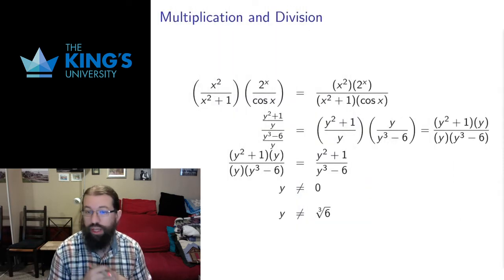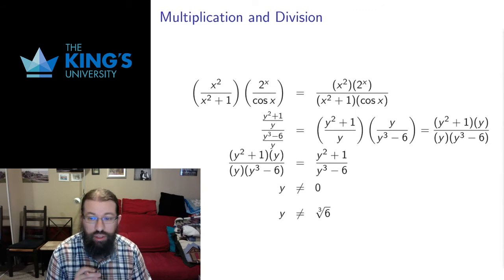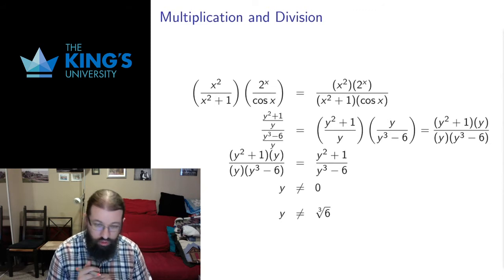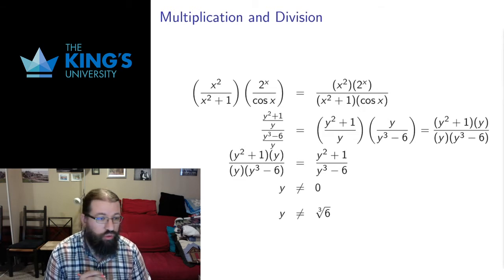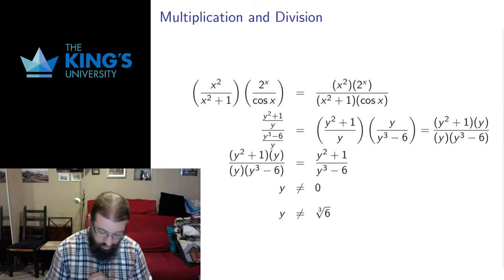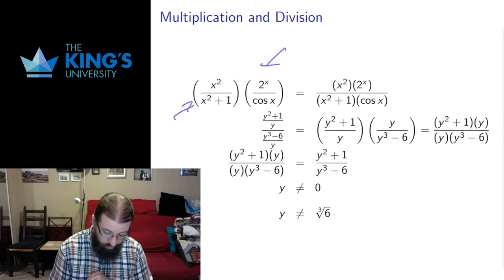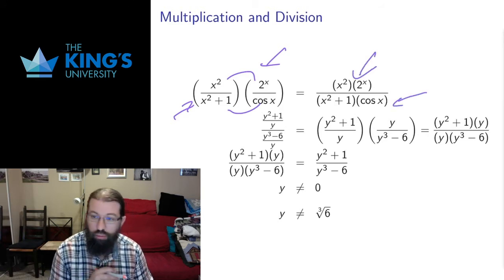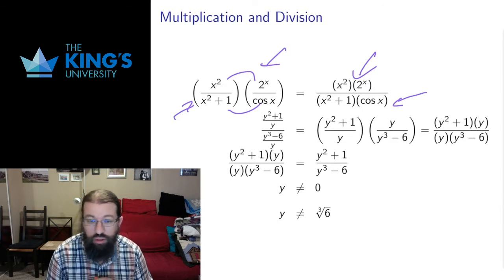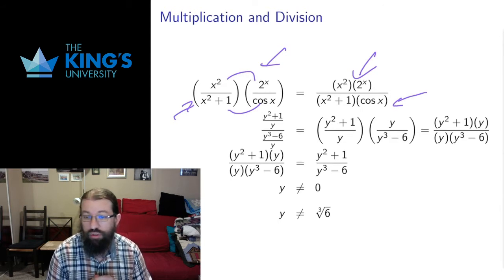Let's start with multiplication and division because those are the relatively easy ones for fractions. For multiplication and division, exactly the same thing is true as when it was considered for fractions with numbers. To multiply two fractions, we multiply numerators and we multiply denominators so that the new numerator is the product of the two original numerators and the new denominator is the product of the two original denominators.